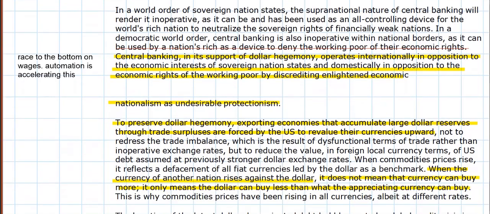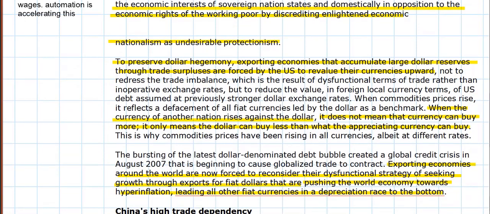And also I put down a race about how automation is accelerating this, whereas actually taking the rights of the working poor away. To preserve dollar hegemony, exporting economies that accumulate large dollar reserves through trade surpluses are forced by the United States to revalue their currency upward, not to redress the trade imbalance.